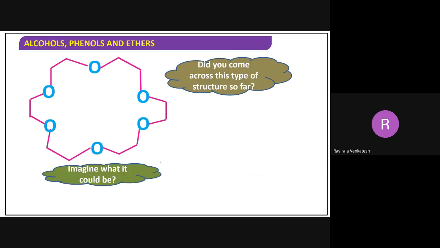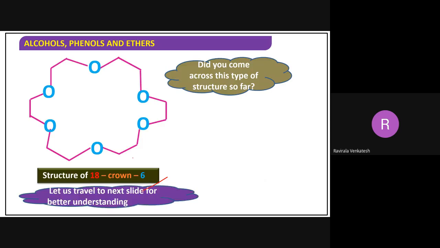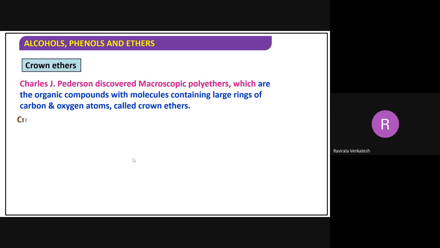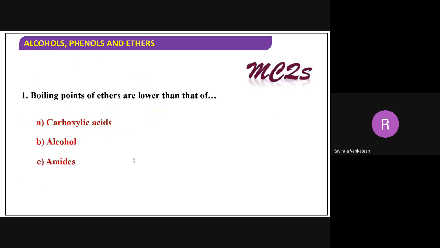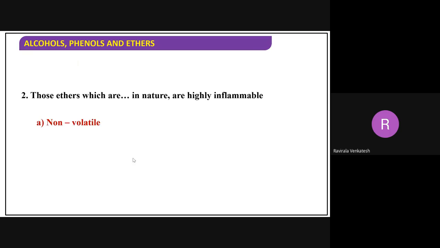This is crown ether, generally we call this one. This is not in the syllabus, so leave it. Crown ethers, because ethers are forming some rings like this. They are called crown ethers. There is no need for you, leave it. Already we discussed.